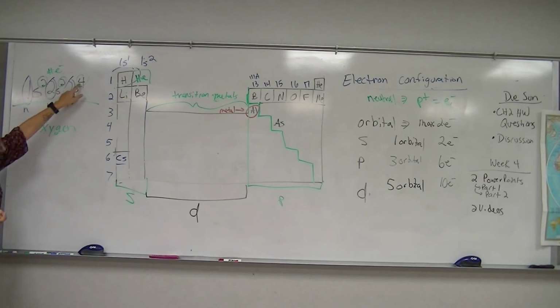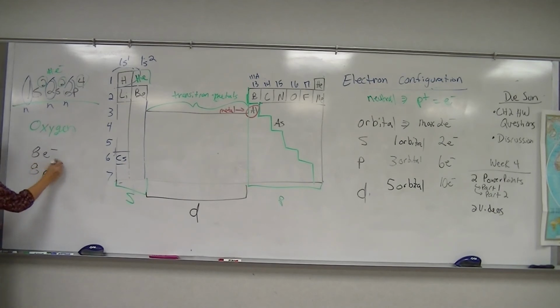So let's add these together. Add on: 4, 5, 6, 7, 8. So there's 8 electrons, and since it's neutral, there's 8 protons. So I'm talking about atomic number of 8, which is oxygen. And this is only useful if it's neutral, because then they equal each other. If we're talking about an ion with a charge on it, they'll no longer be equal.